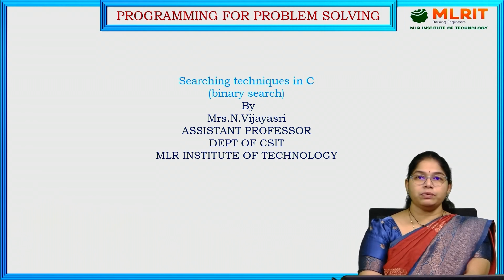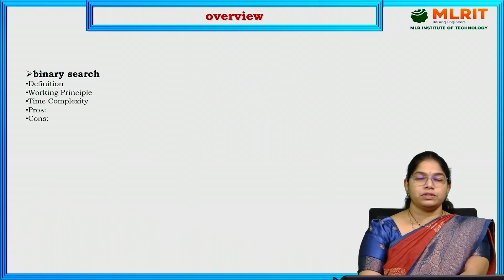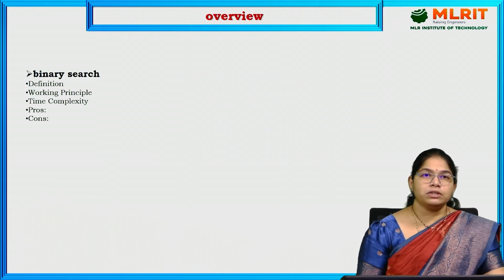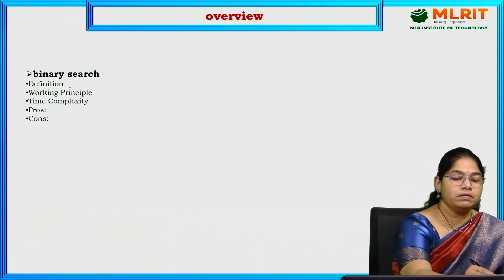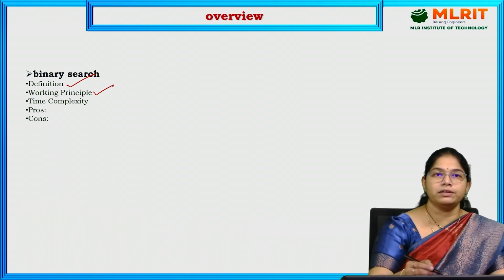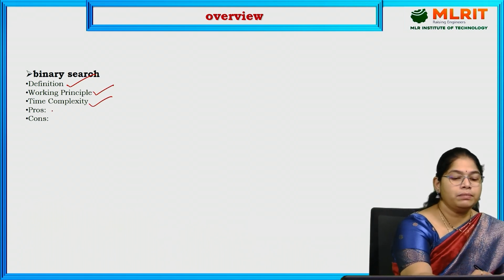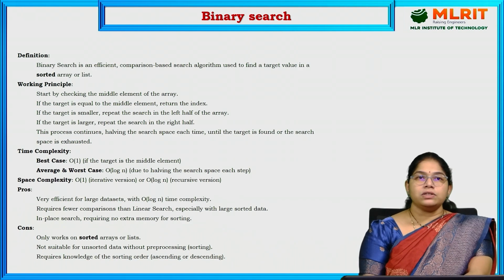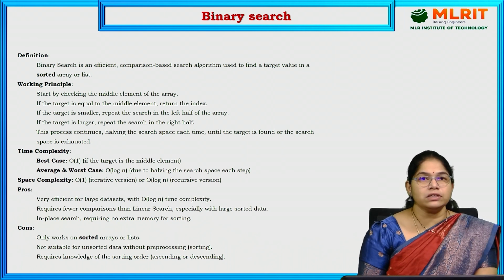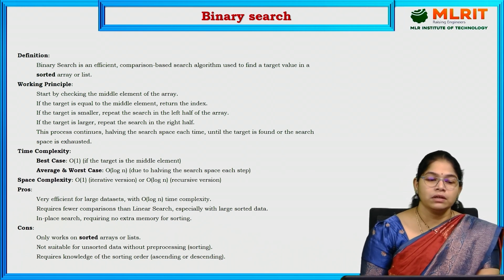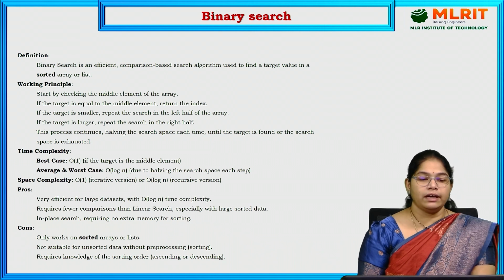In today's session, we are going to discuss the binary searching technique in C. Overview of the session: definition, working principle of binary search, time complexity, pros and cons. In the last session, we discussed the linear search technique. Linear search can be performed on both a sorted and an unsorted list of elements in an array.